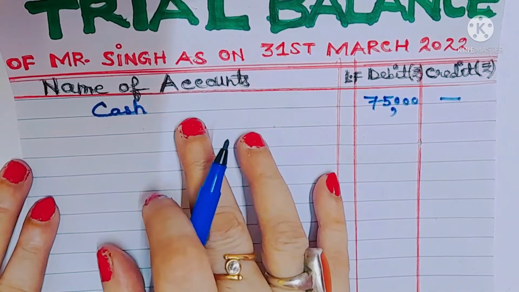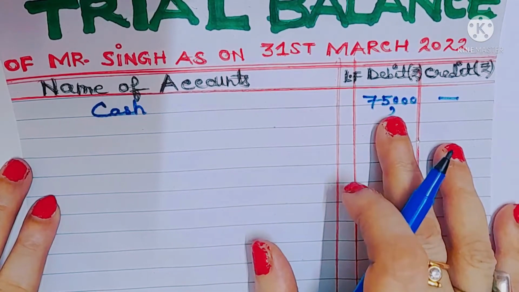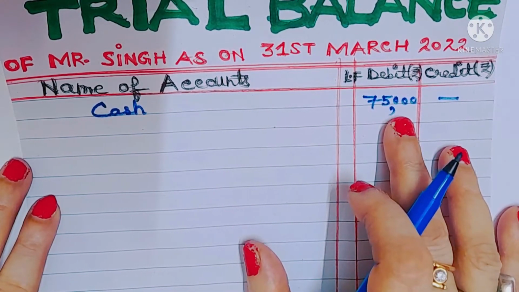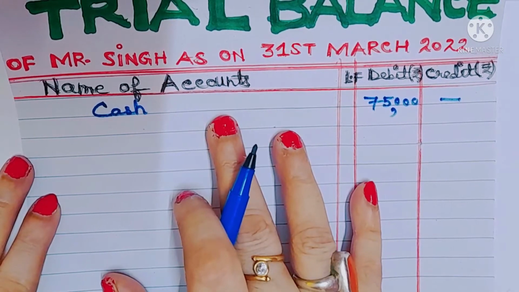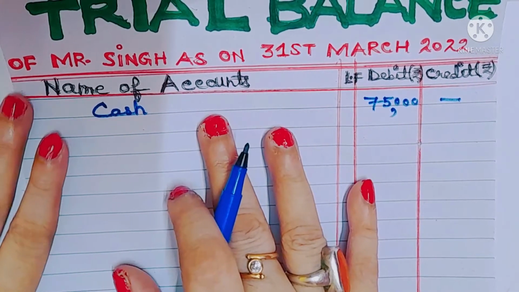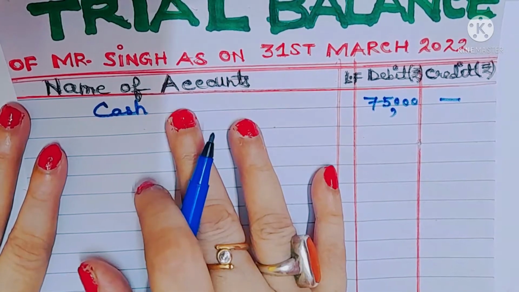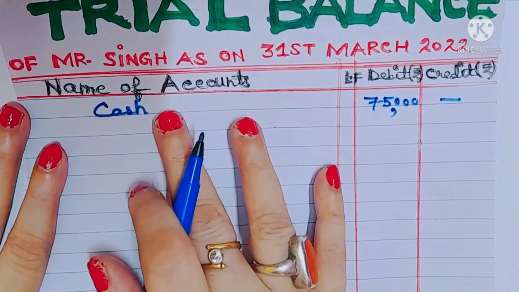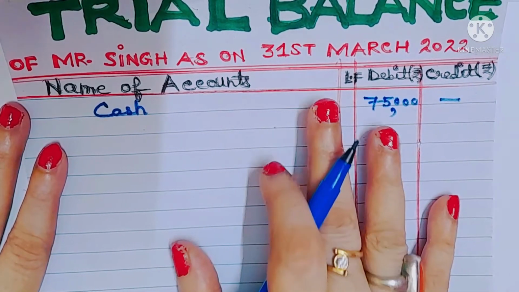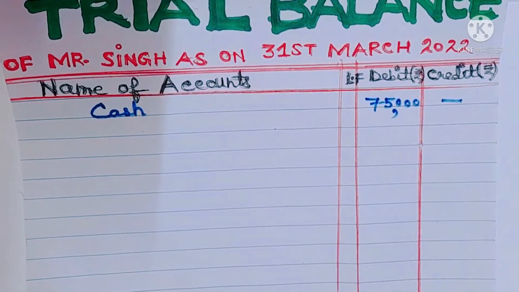Cash account is a debit balance and that is the reason we have written the amount in the debit column. But why is cash account a debit balance? Because cash account falls under real account. According to real account, what comes in is debit. From the business point of view, cash is coming into the business. So cash account will be debited. Let's see the next account.